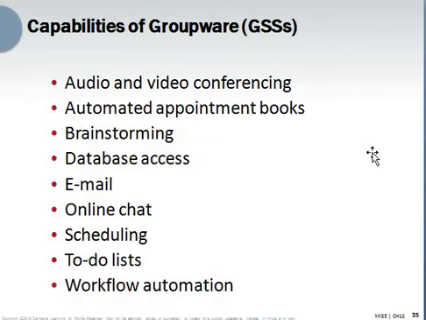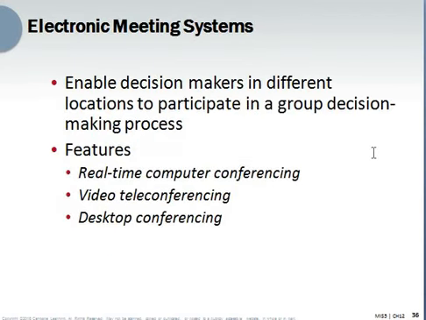As capabilities of GSS: audio and video conferencing capability, automated appointment booking, these capabilities should be there. Brainstorming, database access, email, right? Emailing of things they want to, online chat, scheduling, to-do list, workflow automation. Enable decision makers in different locations to participate in a group decision making process. That facility should be there. Multiple people can participate from different locations if they are working online.